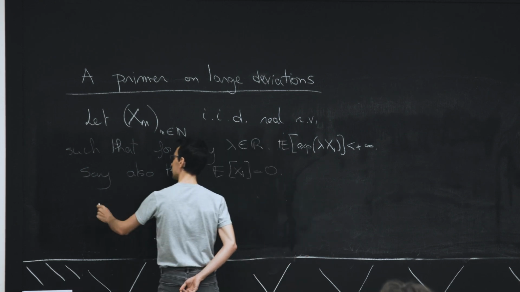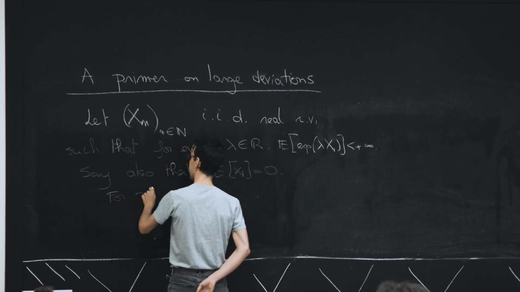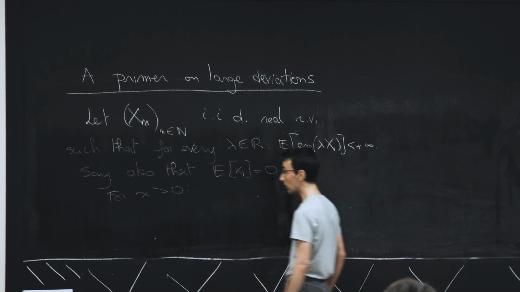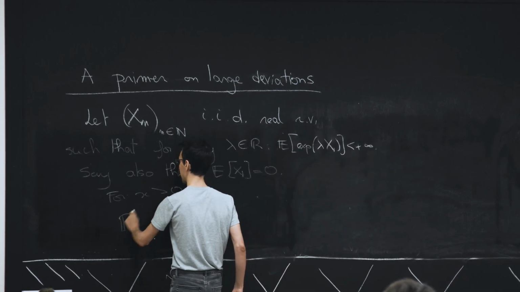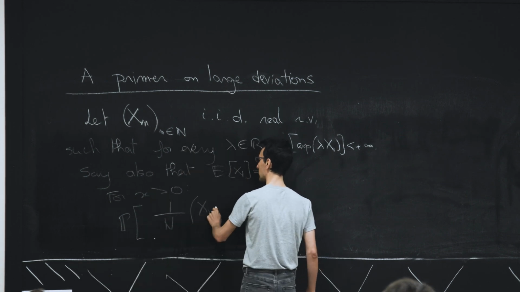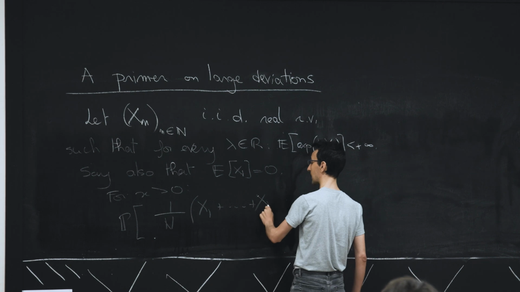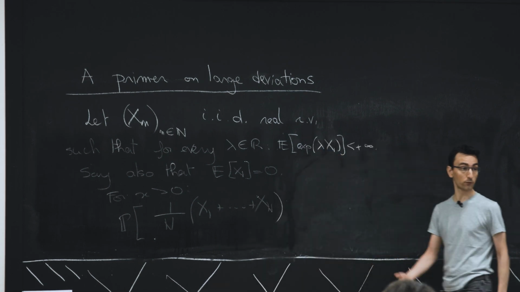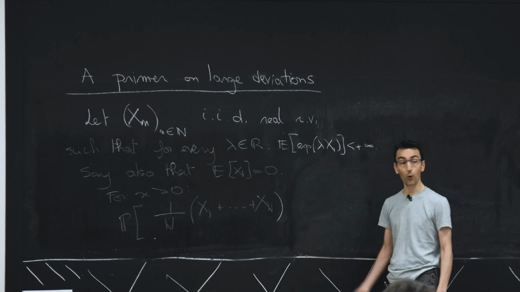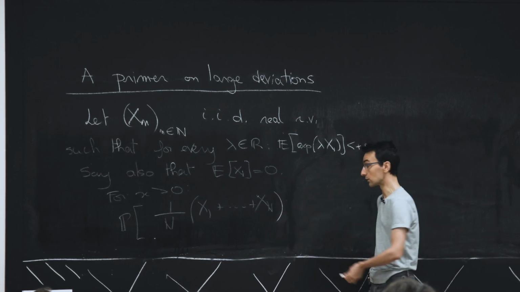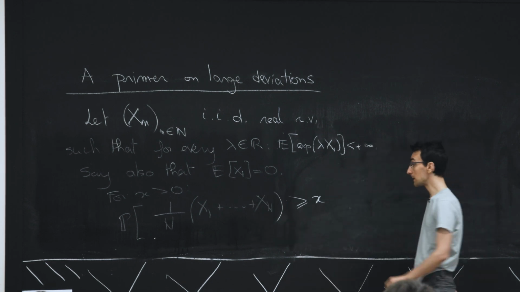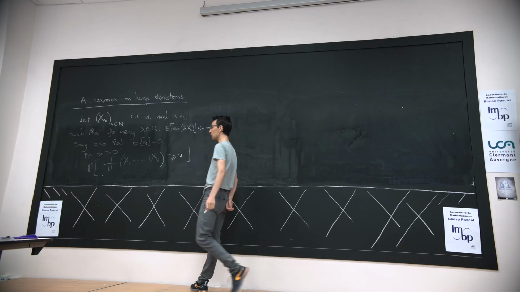And if I take x strictly positive, we know that if I sum n of these random variables and divide by n, this is supposed to converge to 0. And the question that large deviations is asking is: what's the probability that this is really away from 0? So let's say greater than or equal to x, where x is a strictly positive number. And we're trying to estimate this.